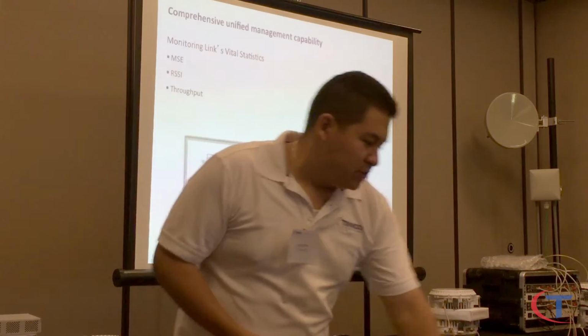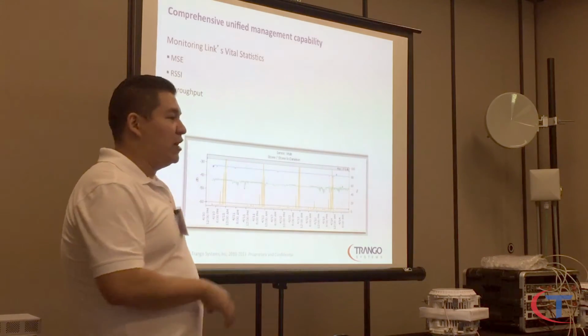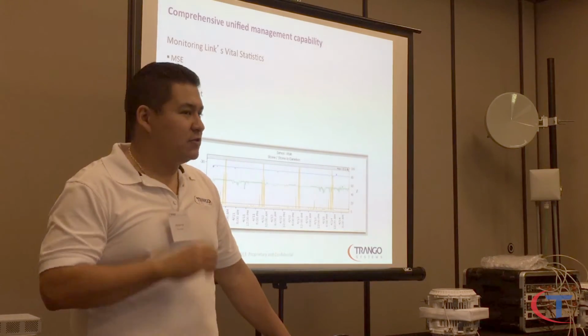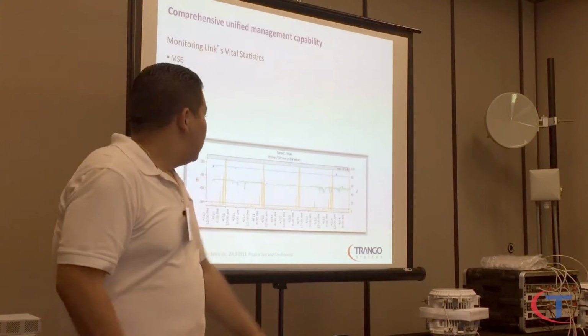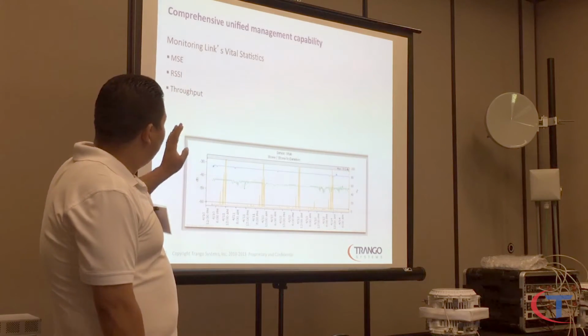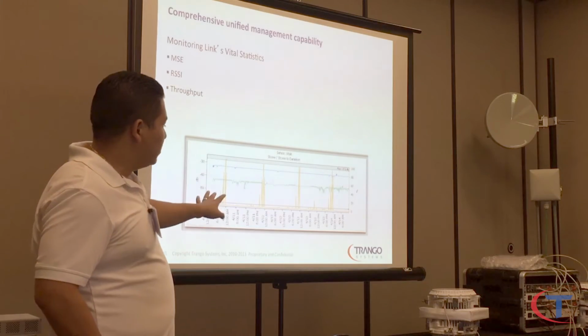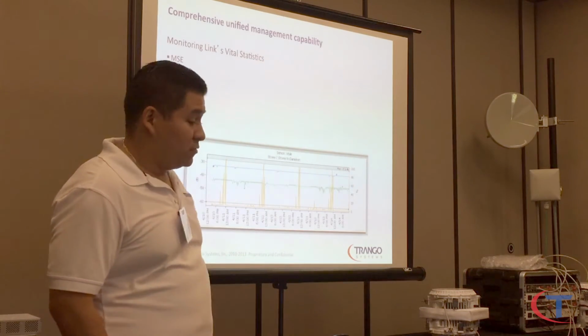PRTG for us has been really good because we can create the actual MIB file for PRTG. We can import the MIB file and just send it to you ready to go. So here we have what we want to monitor: SNMP, RSSI, and throughput. This is one key thing that we like to proceed with.